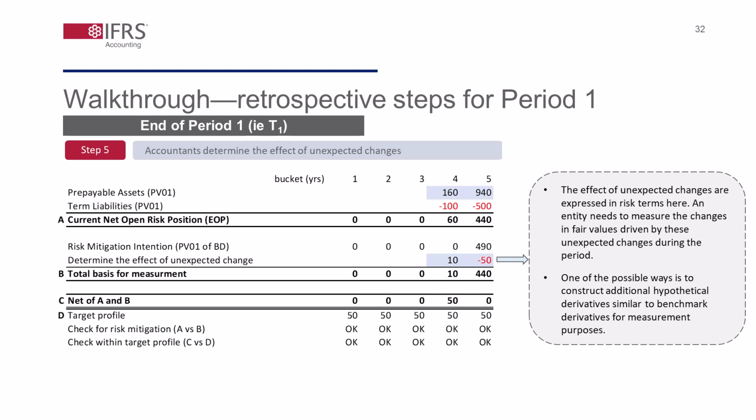Entities are expected to keep records of these fair value changes driven by unexpected changes and include these when calculating the DRM adjustment based on the lower-of tests in future periods until fully unwound to zero. The additional hypothetical derivatives created could serve this purpose as a practical expedient, as their clean fair value would naturally unwind to zero over time.